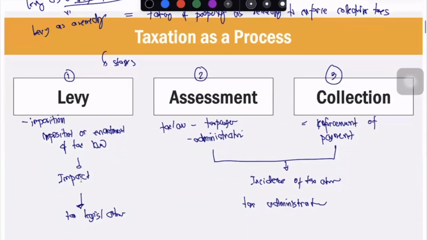So when we talk about tax legislation, we're talking about the Congress. When we talk about tax administration, we are talking already of your executive. That is your Bureau of Internal Revenue. Okay, so levy, imposition, assessment. The tax is now imposed to your taxpayer. Collection, that is the enforcement for the payment of taxes.